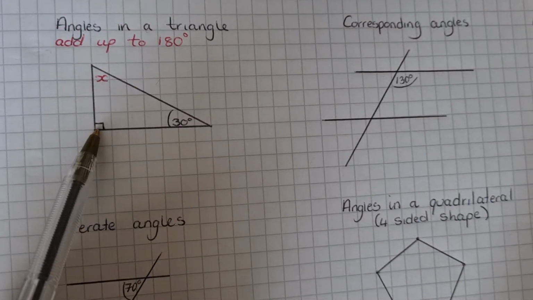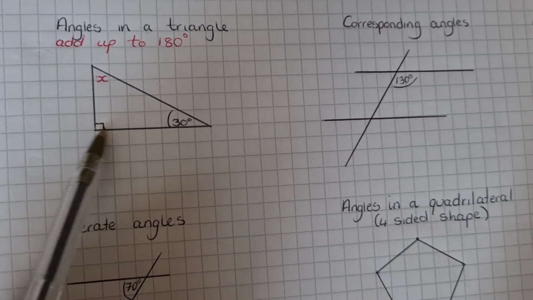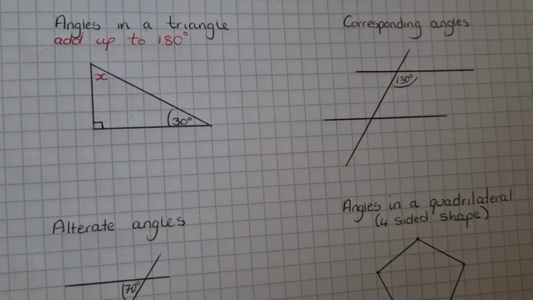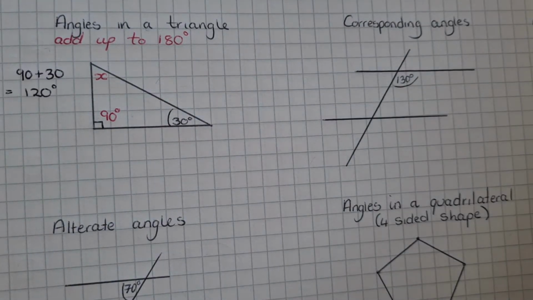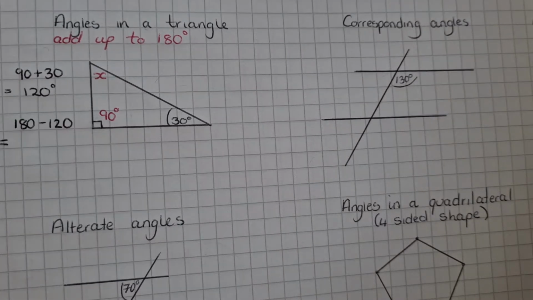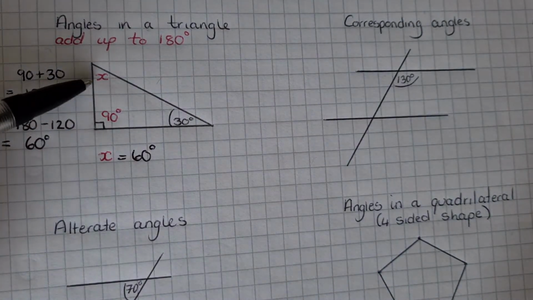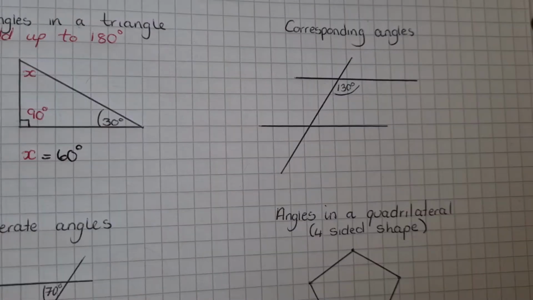Now this angle here, although it doesn't have a number, we know what this is. This is a right angle, which means it's 90 degrees. So we are going to add 90 and 30, which is 120, and then 180 subtract 120, which is 60 degrees. So the missing angle is 60 degrees.